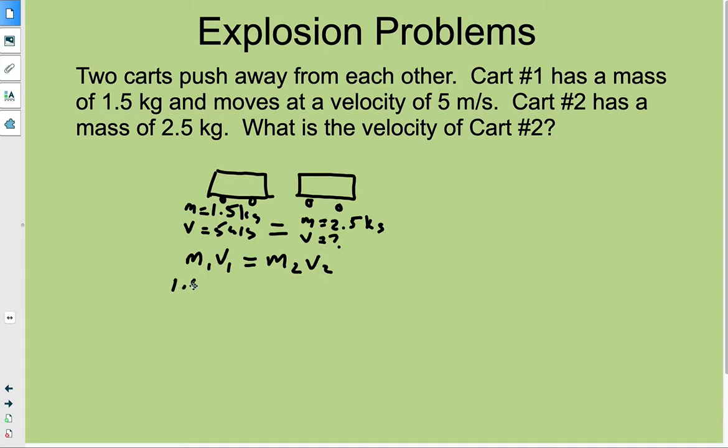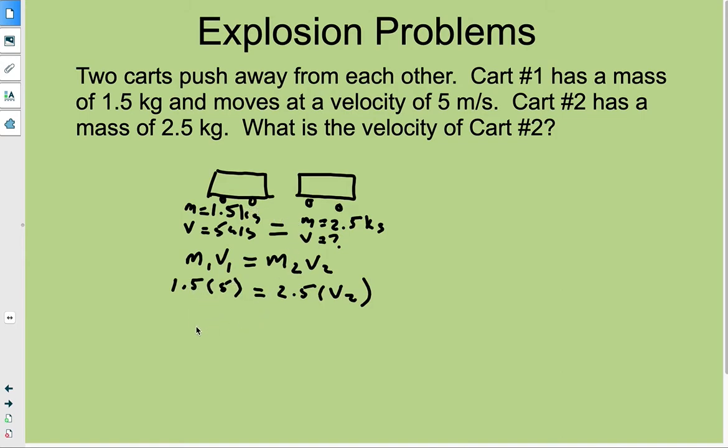So I'll have 1.5 times 5 equals 2.5 times v. Now I could tell you right now that this velocity has to be smaller because the mass of this cart is bigger than this one.